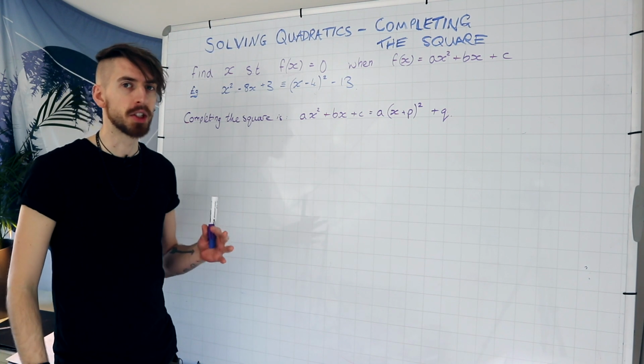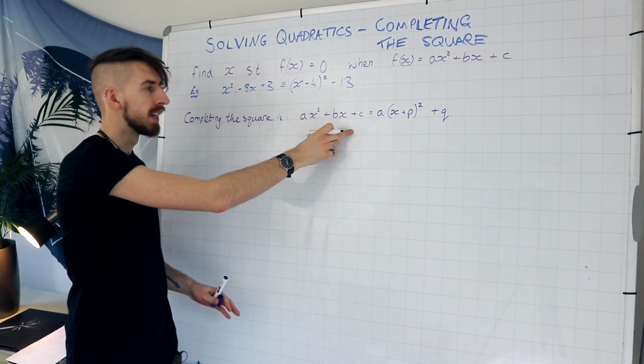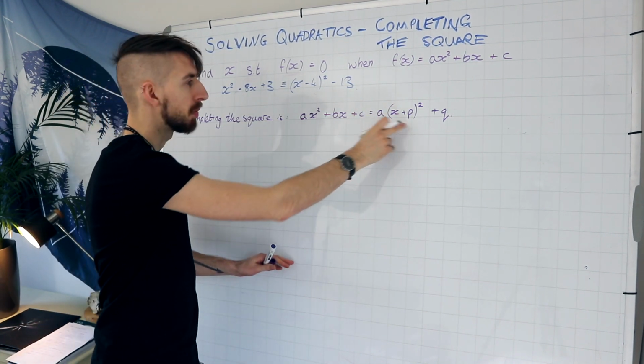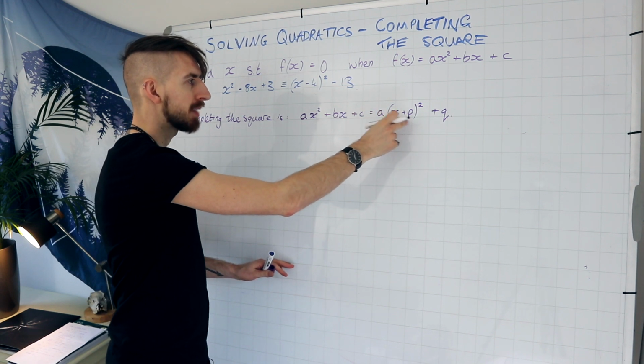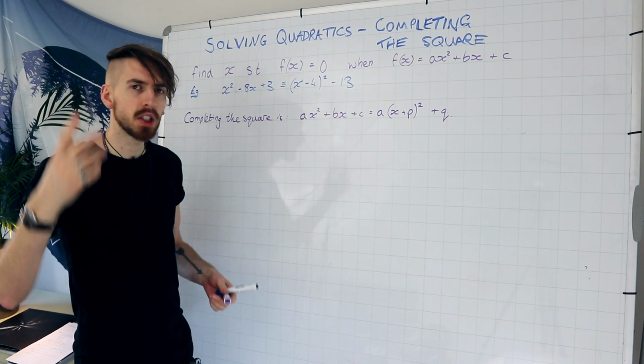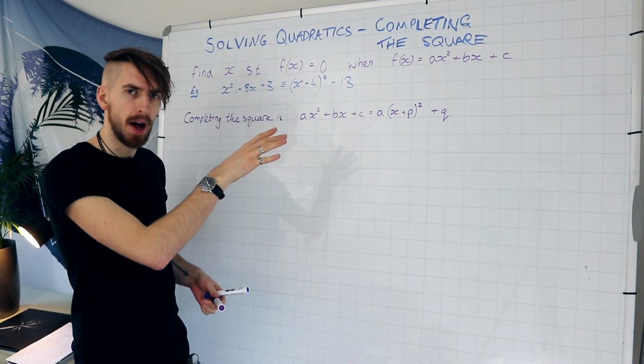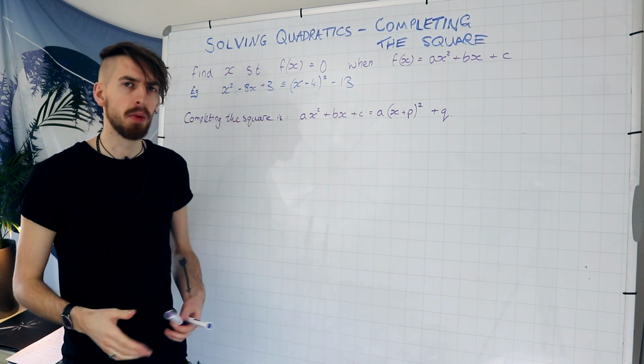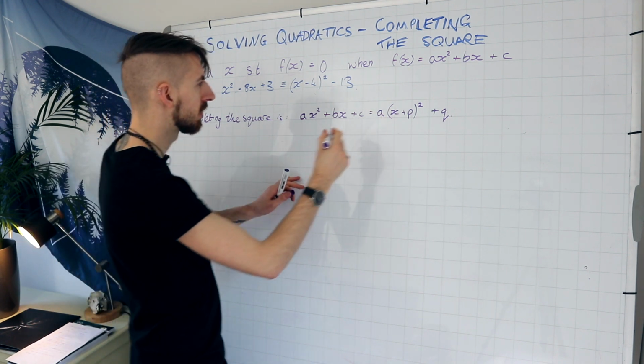So this is the definition of completing the square. You take your quadratic and you put it in some form like this, where you've got a times (x plus p) squared, that's your squared bit, and it's got this little correction bit on the end. What we can do with that is expand that and then actually see what we're meant to do. So let's expand this.